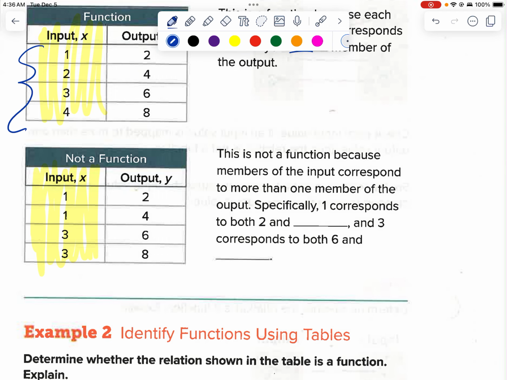Look at this. The number 1 goes to two different things. The number 1 goes to 2 and 4. And then 3, again, goes to two different things. So it goes to both 6 and 8. So that is not a function.